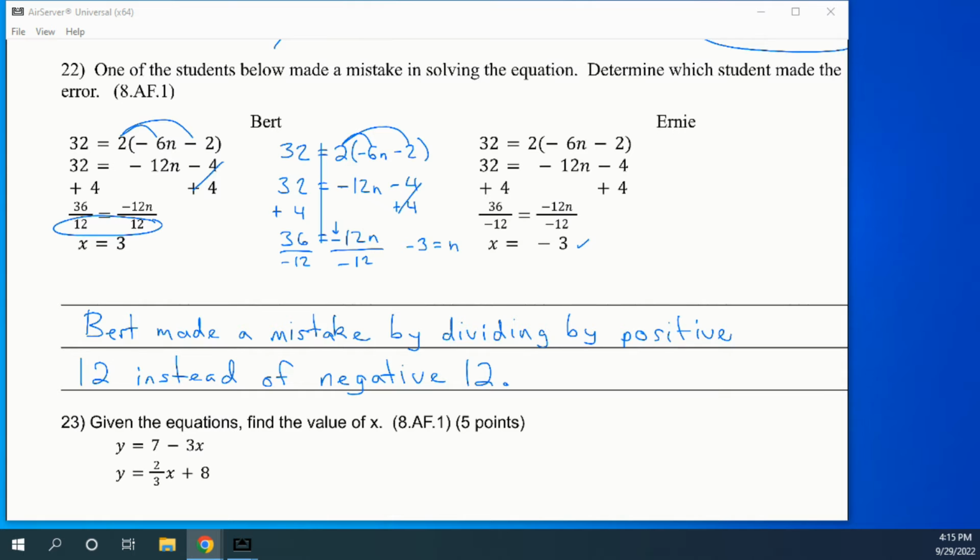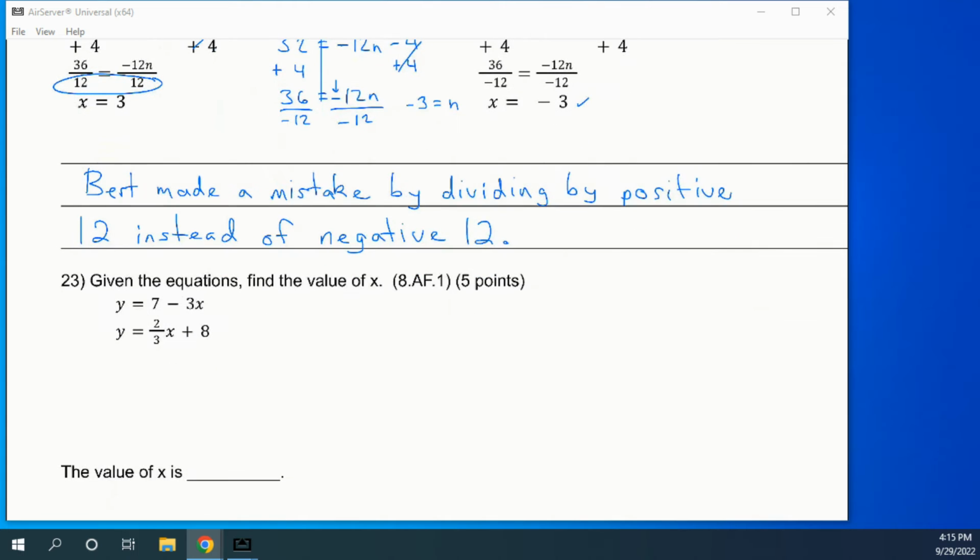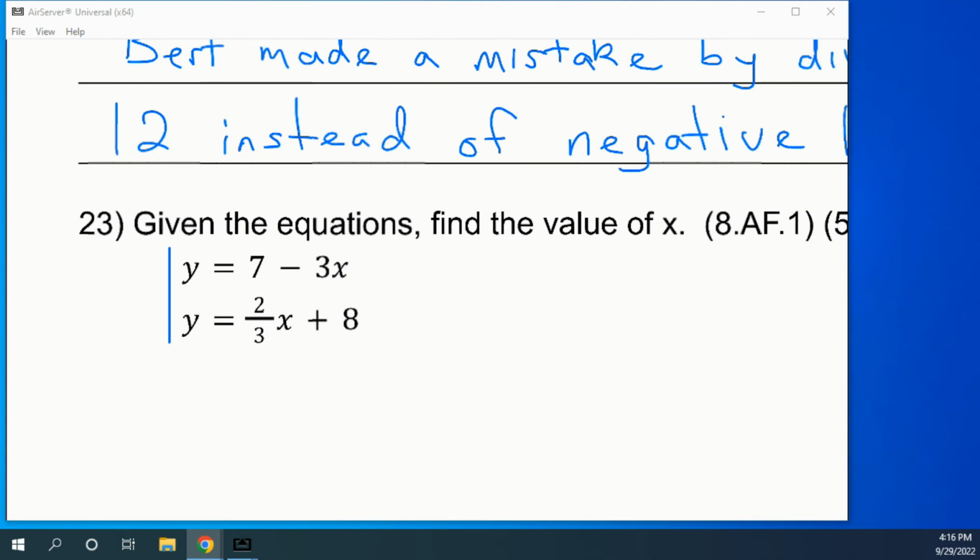All right. 23, these are fun. Given the equations, find the value of x. So when you have y equals something and y equals something else, y and y are the same variables, okay? So if y equals y, which it does, that's true, then one of the values of y will equal the other value of y. So we just set it up like that, and then we solve it from there.